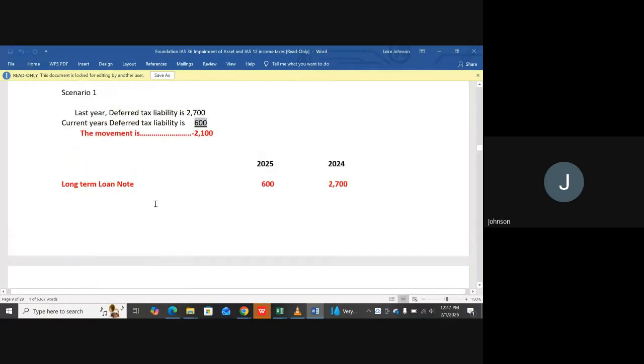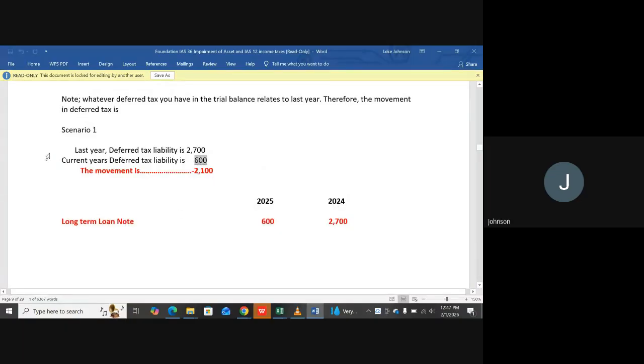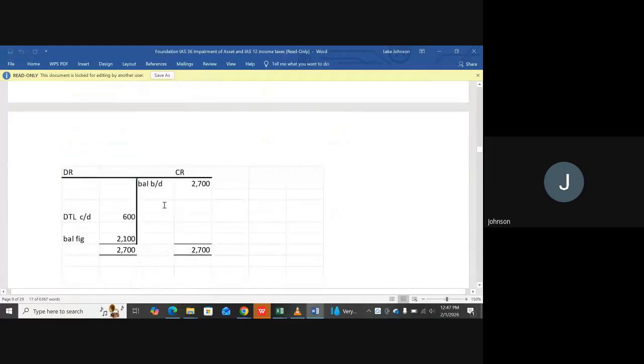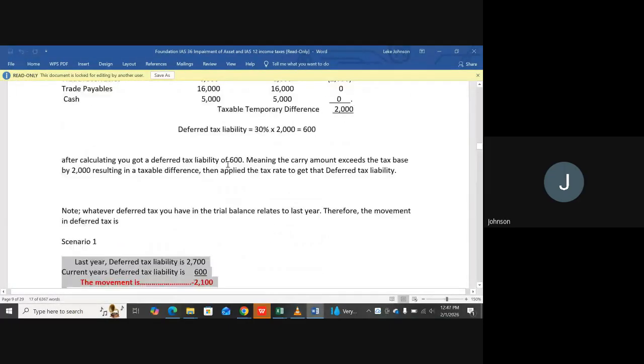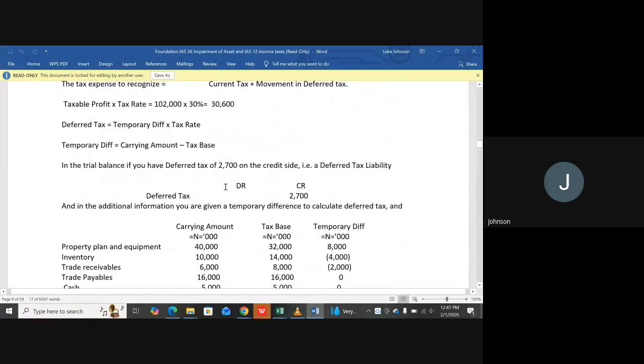But however, if you also want to understand it more, you don't want it to be like this, because some people can understand it this way. Some people needed to come and use the T format. So if you are using the T format, realize that last year we have a deferred tax liability because it's on the credit side, it's a liability, right?